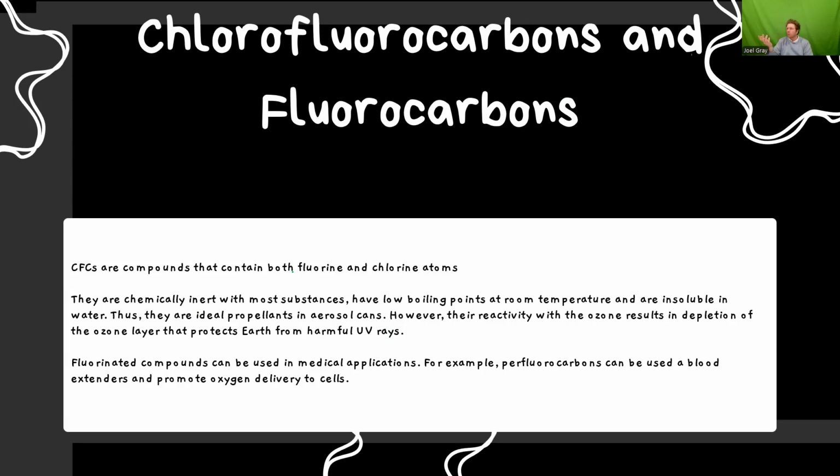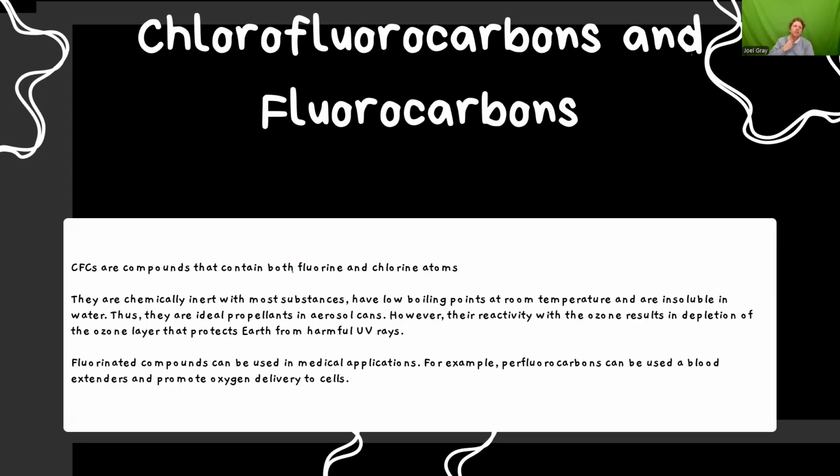So if you got, like, oven cleaner, you'd spray that, and these chlorofluorocarbons would be the thing that helped the solution spray out of the can. So these are ideal propellants in aerosol cans. However, their reactivity with the ozone results in the depletion of the ozone layer that protects Earth from harmful UV rays. Now, fluorinated compounds can be used in medical applications. For example, perfluorocarbons can be used as blood extenders and promote oxygen delivery to cells.